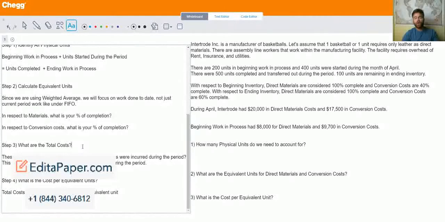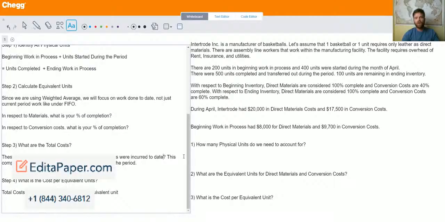Now step 3, what are the total costs? So these are usually given in the problem. So what total costs were incurred? And that's not during the period, but to date. So all the costs incurred to date. So this usually comprises beginning inventory costs and costs during the period. All the costs, beginning and the costs during the period.